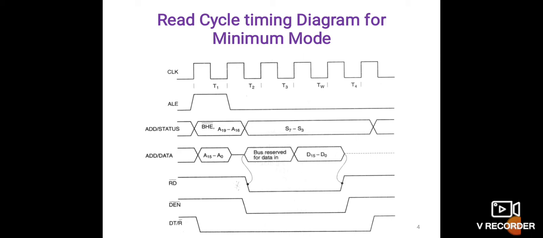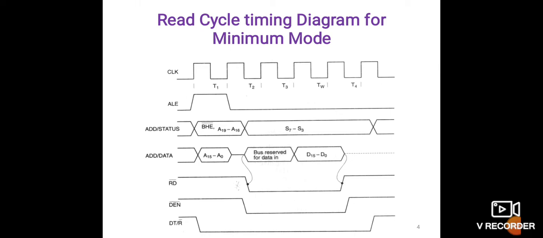And whenever the read signal is activated, the bus will be reserved for the data in, and the data will be placed on the data line. Similarly, the data enable should be made active. This is an active low signal to read the data, and the data transmit/receive should go low as it is a read operation.